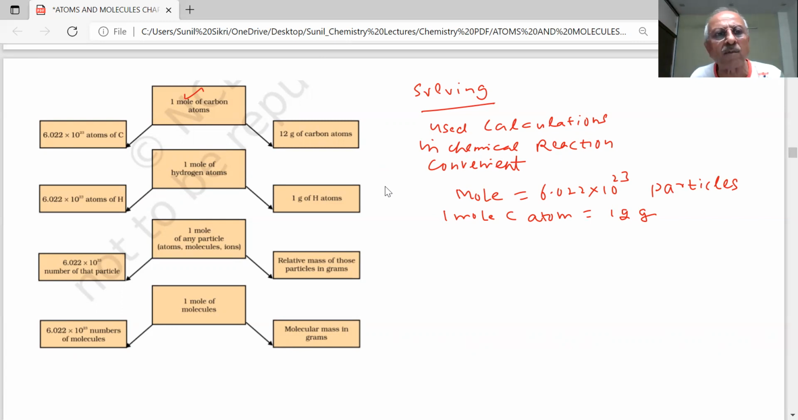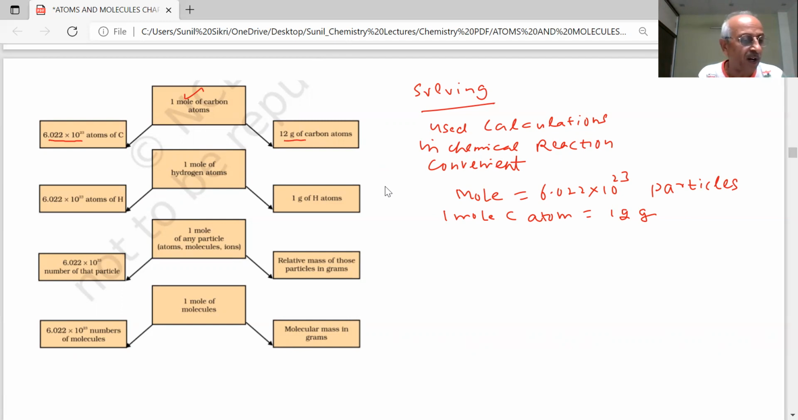Now I'm writing 12 grams. And how many particles does it contain? 6.02 × 10^23 atoms of carbon are there. So 1 mole of carbon atoms will contain how many atoms? 6.02 × 10^23, and the mass will be 12.